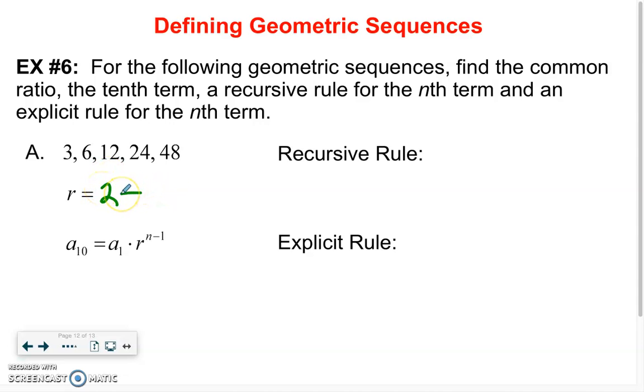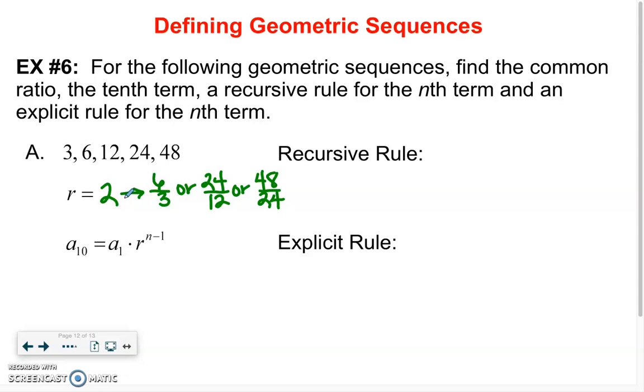I do want to point out that there is a way to compute this if it's not obvious. So the way to compute it would be to take a term and divide by the one before it. So I could either do 6 divided by 3 to find the common ratio, or I could do 24 divided by 12, or I could do 48 divided by 24. Anything like that would give me that common ratio of 2.